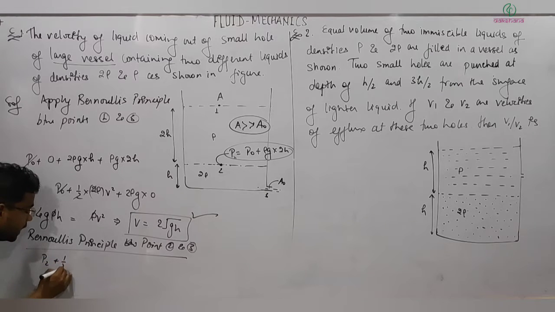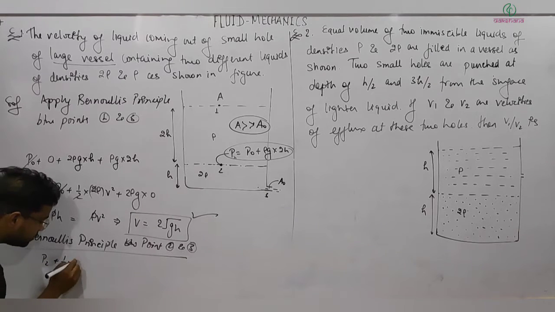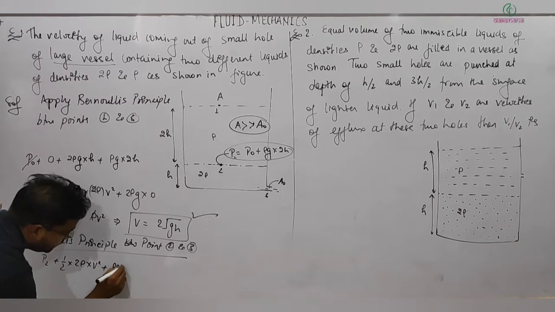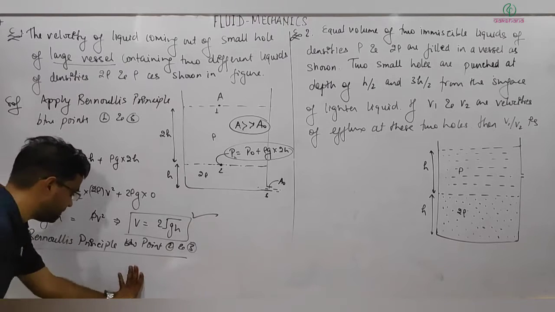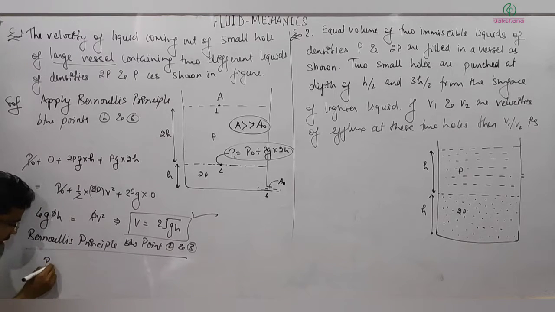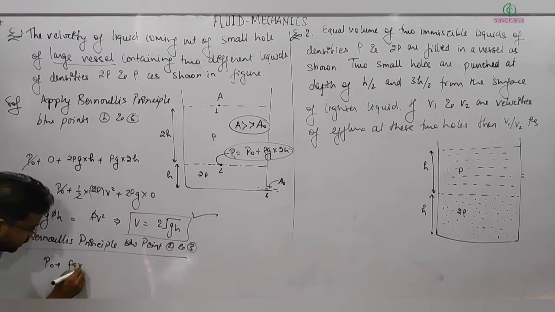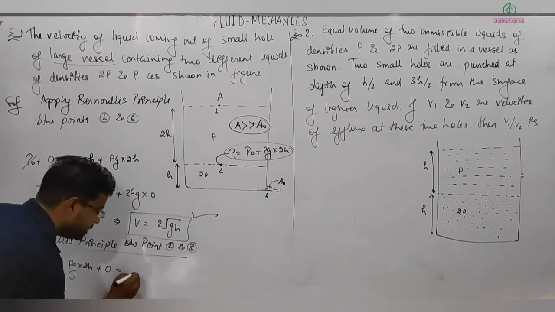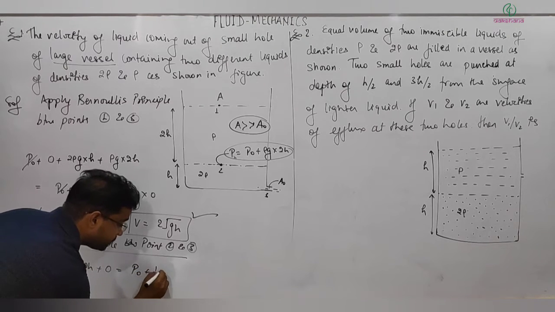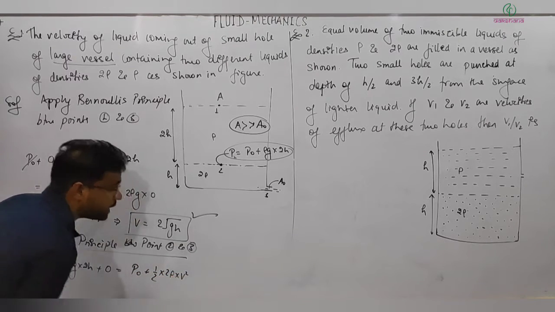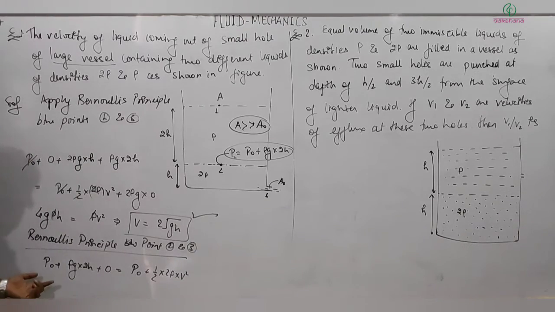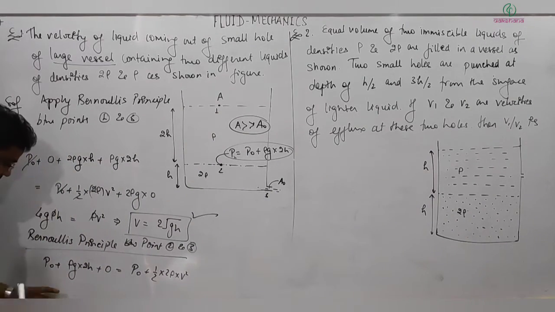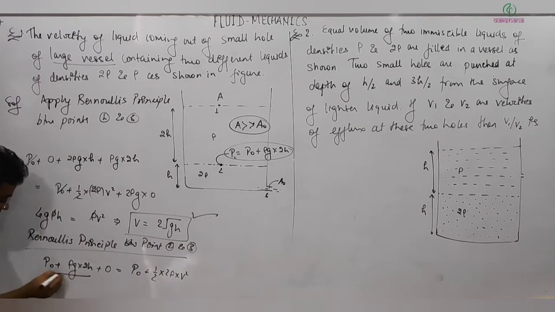P2 plus half into 2 rho into V square plus rho G into, or let me substitute directly the values. Then P2 is P naught plus rho G into 2H plus kinetic energy, I will write it 0. And for point P3 it's again P naught plus half, now 2 rho into V square, and this is the pressure, plus, just listen, this complete quantity is the pressure.